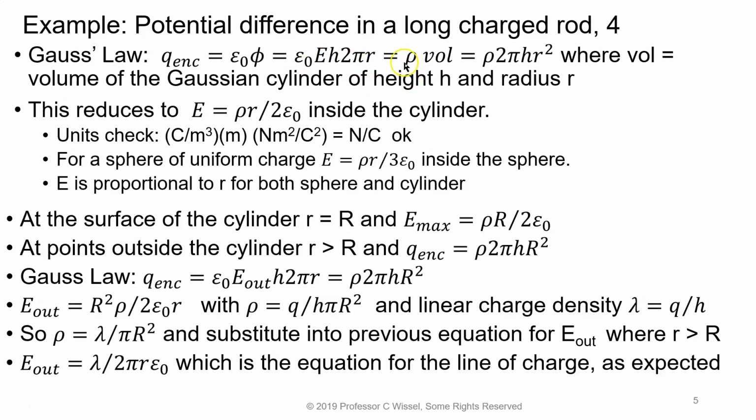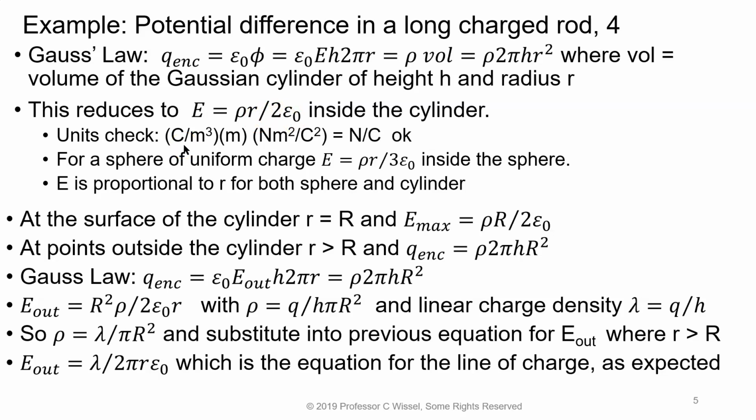And that Q enclosed is just the charge density times the volume of the part of the cylinder that's inside the Gaussian surface, because we're interested in Q enclosed. So this becomes rho times pi h r squared. And of course, r is the radius of the Gaussian cylinder, not the cylinder itself. The cylinder itself is big R, so don't get those confused. So it reduces to the electric field equaling rho r divided by 2 epsilon naught. That's inside the cylinder itself.